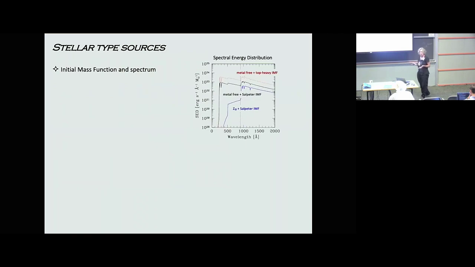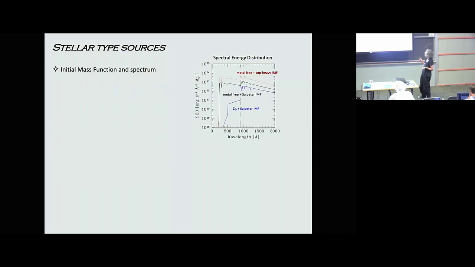We've heard a lot already today about what we know or don't know about the first stars and their properties. And in general, we don't really know much about the details, which are nevertheless important if you want to correctly estimate the ionization budget. So this is just a very simple example of a spectral energy distribution of stars which are distributed according to different IMF and have a different metallicity.